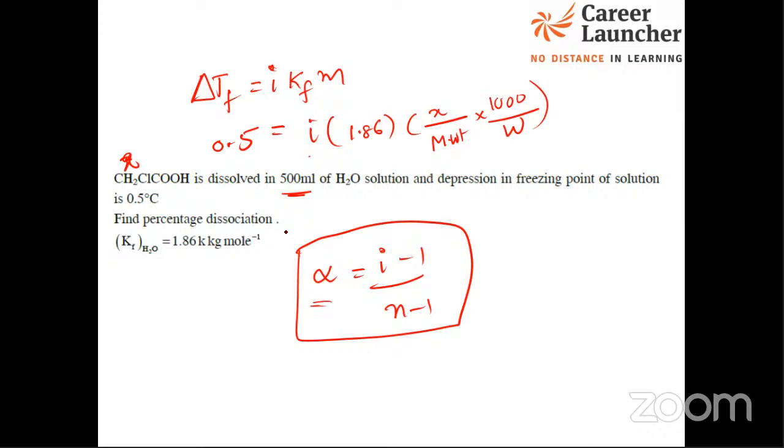But simply you can say that it is purely memory based, purely conceptual based: elevation, depression, relative lowering of vapor pressure, and osmotic pressure. These are four important properties. Always one question comes from these four properties. Now it is depression of freezing point. But these four properties are very important. Elevation, depression, osmotic pressure.